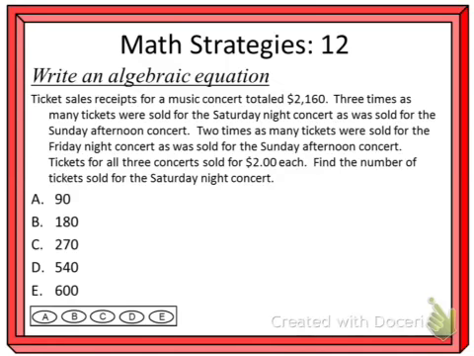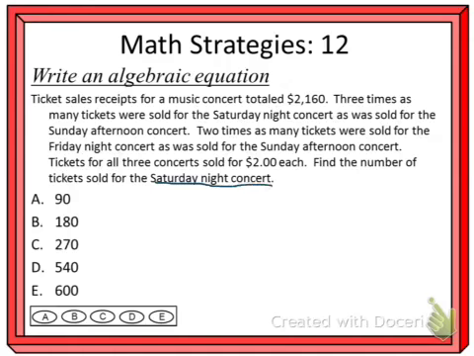So on this question, ticket sales receipts for a music concert totaled $2,160. 3 times as many tickets were sold for the Saturday night concert as were sold for the Sunday afternoon concert. 2 times as many tickets were sold for the Friday night concert as were sold for the Sunday afternoon concert. Tickets for all 3 concerts sold for a very cheap $2 each. Find the number of tickets sold for the Saturday night concert.